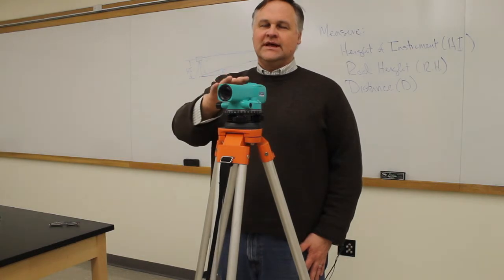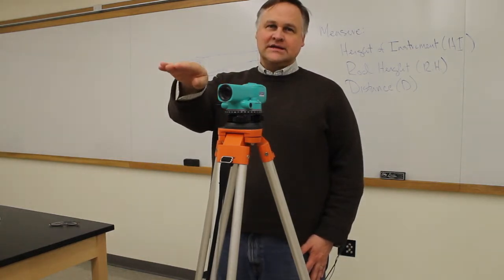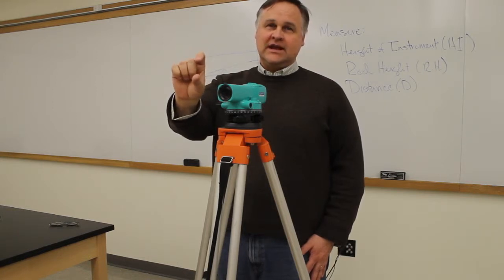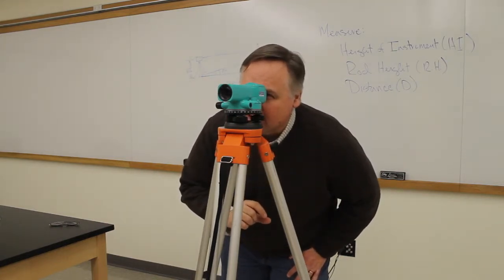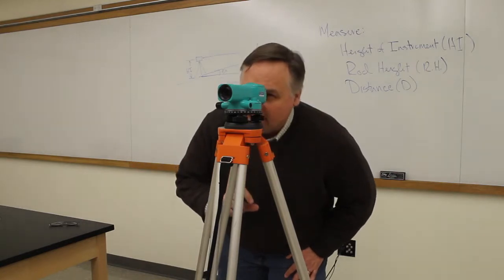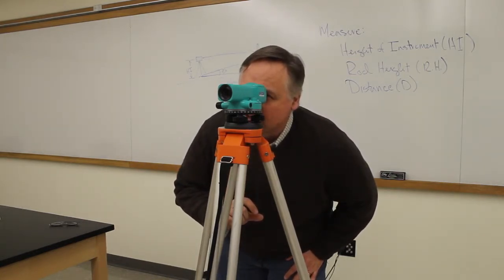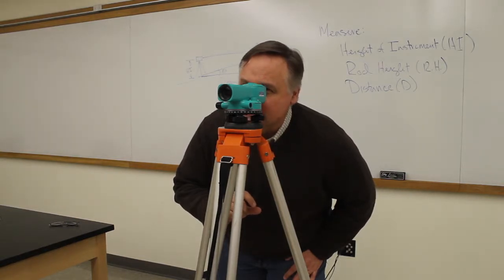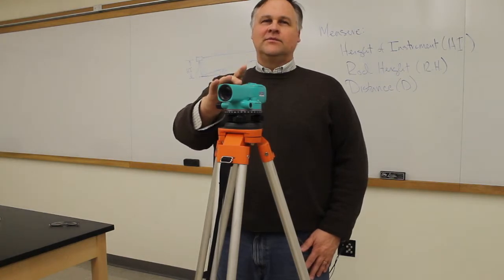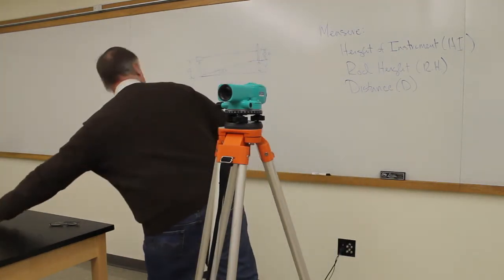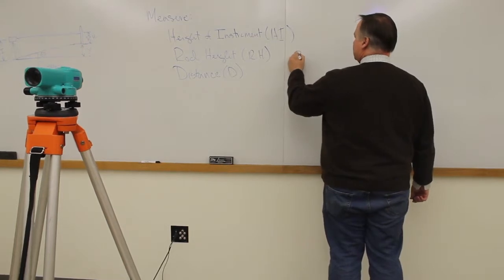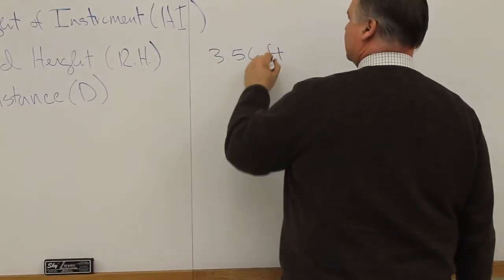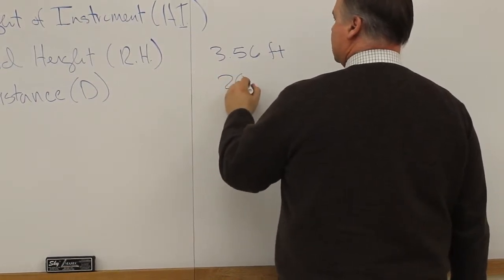So now we're going to use the level to measure the rod height on the stadia rod, and we'll also use the stadia increments to determine how far the rod is from the instrument. The rod height is 3.56. And the increments on the stadia is 0.2 feet, which means that the stadia rod is 20 feet away from the instrument. So we know then that our rod height is 3.56 feet. The distance is 20 feet.